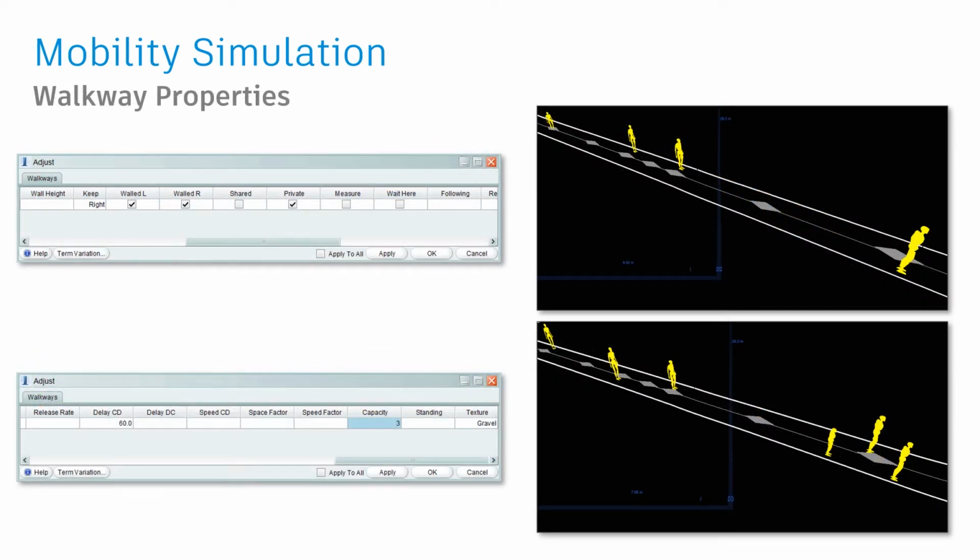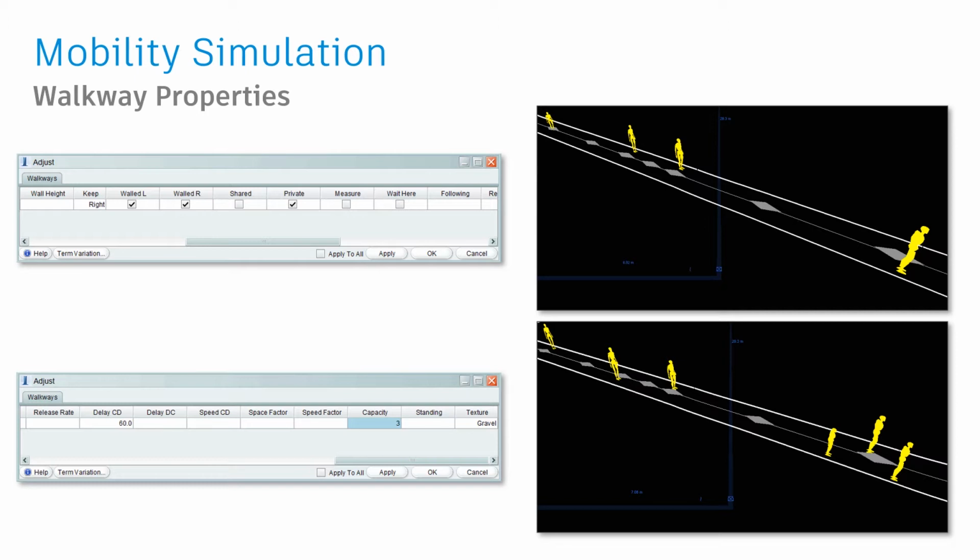So as well as properties around the people, we also have walkway properties which can help us maintain physical distancing. In the top example, what we have done is divided up a walkway into shorter lengths and then activated the private property so that only one person at a time can enter each one of those short sections.